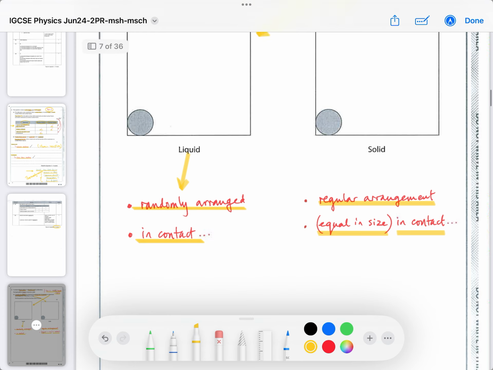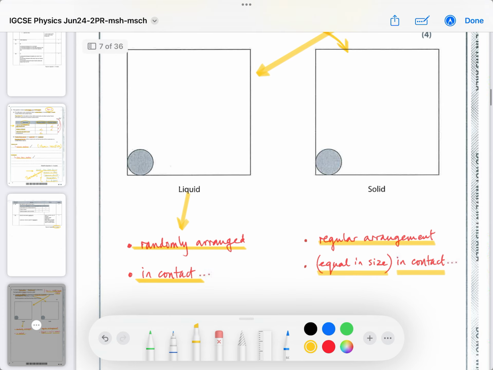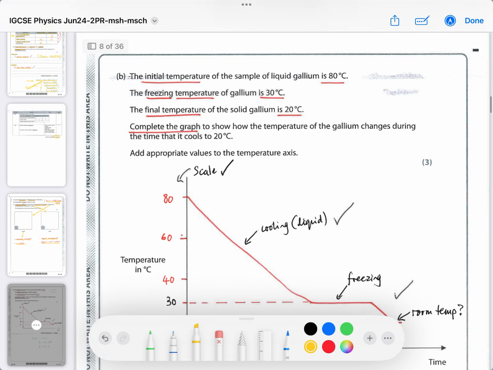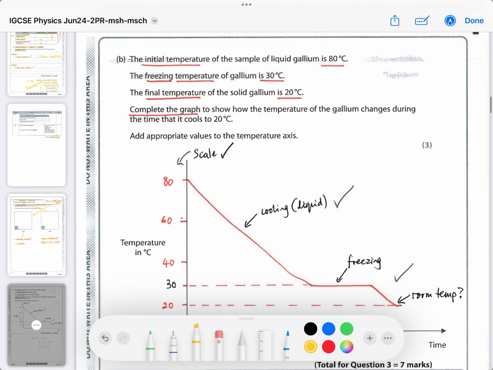Okay? Now you don't have to fill the liquid one, but normally a solid one would be filled in the whole square. Okay? So they haven't drawn it in the mark scheme, so we're going to have a look at the mark scheme afterwards. Then they say the initial temperature of the sample of gallium was 80 degrees centigrade. So I put that as my starting temperature on my temperature scale.